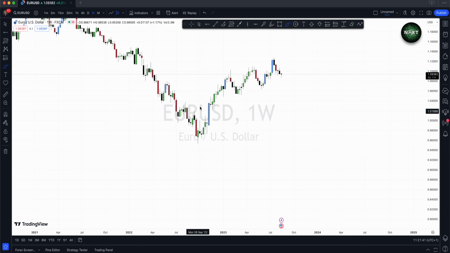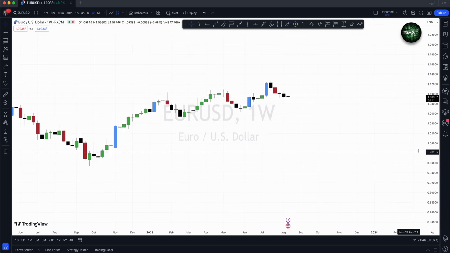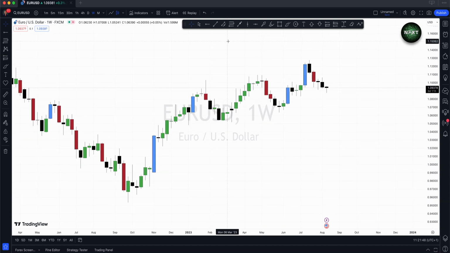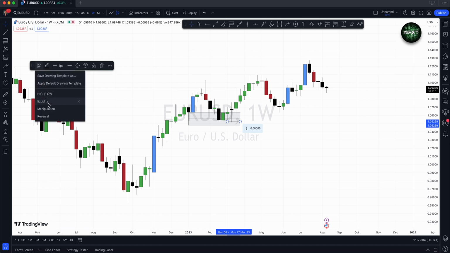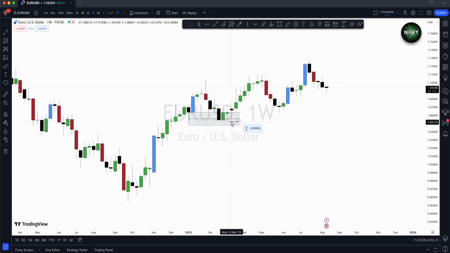So looking at the weekly structure, what we can determine here is we're leaving over areas of demand. So you can see here, we had this wick to the downside. That will be an area I'm expecting to see the market come back into for a potential reversal. On the lower time frame here, you'll be able to see there was a liquidity grab. So there was an area of manipulation to the downside. We'll go through exactly what was happening there.